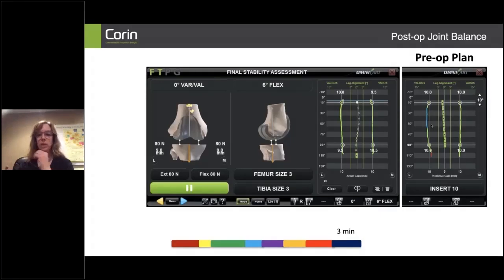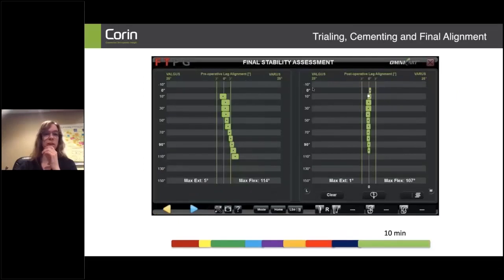You can see the pre-op plan on the right, and then the resultant plan on the left. And then, as I stated previously, you can take your final stability assessment and compare it to your preoperative kinematics. And patients really like to see this. You like to see this.